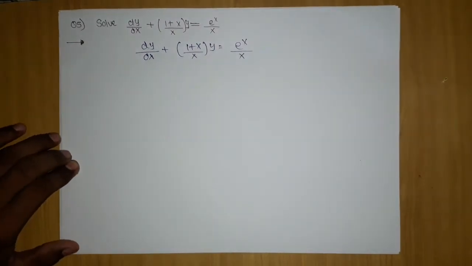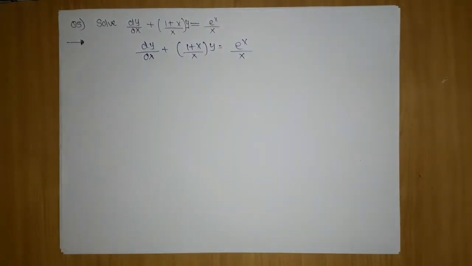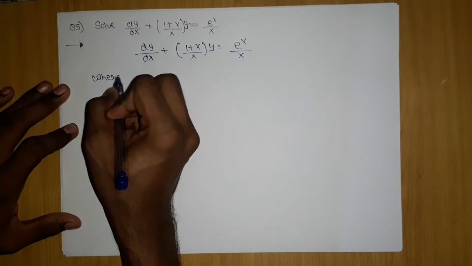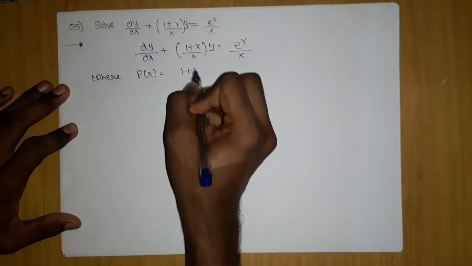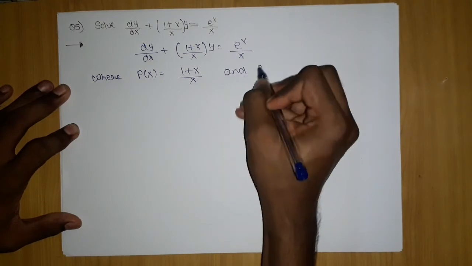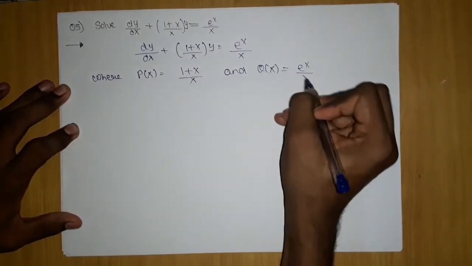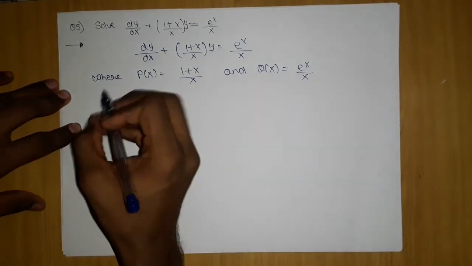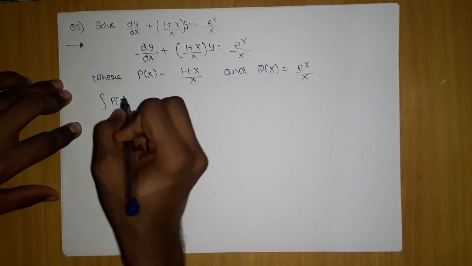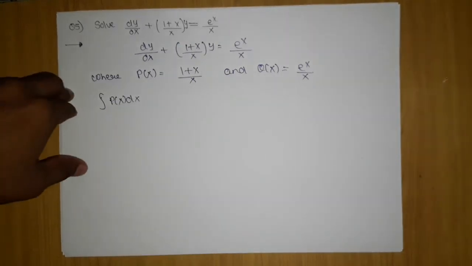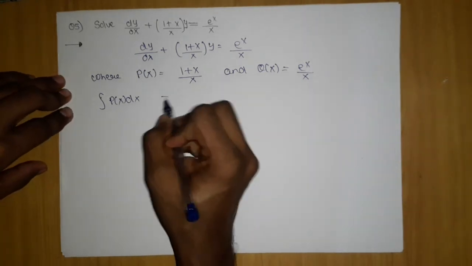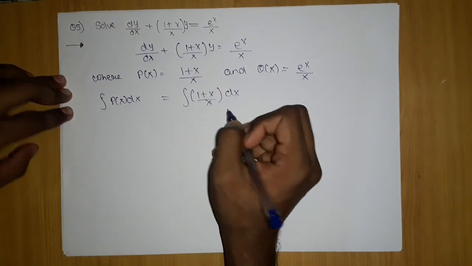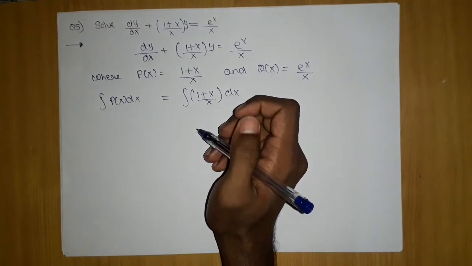This is the first order linear differential equation of the form dy by dx plus p of x into y equals to q of x, where you can clearly identify that p of x is nothing but 1 plus x upon x, and q of x is nothing but e to the power x by x. After identifying, what you have to do is get integral p of x dx, because it is a part of our integrating factor. So integral of 1 plus x upon x into dx.